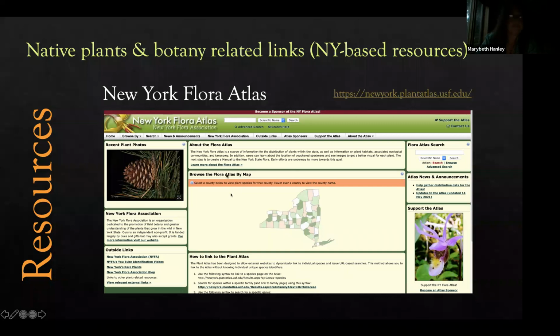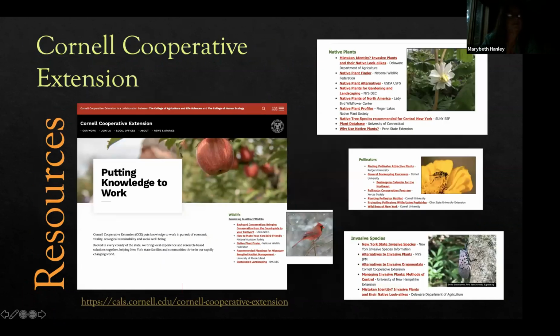This would be somewhat similar to the Go Botany site, where you can look up different plants that are native to New York, and they have thousands of pictures on here and a lot of really good information.